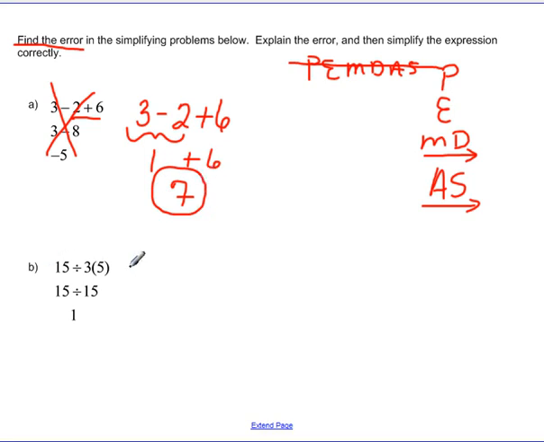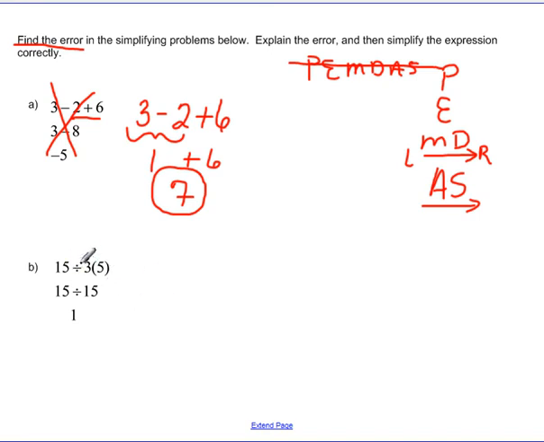Now in the second problem, we have a similar issue going on. We have 15 divided by 3 times 5. And what we'll often do is take a look at this multiplication and say, oh, let me just do that multiplication real quick, let me tidy that up, and then I'll come back and do the division. But remember, order of operations again tells us we have to work from left to right when we do multiplying or dividing when it's written out this way.